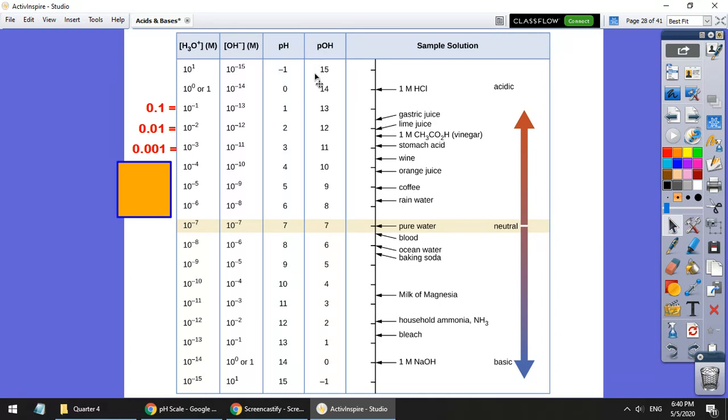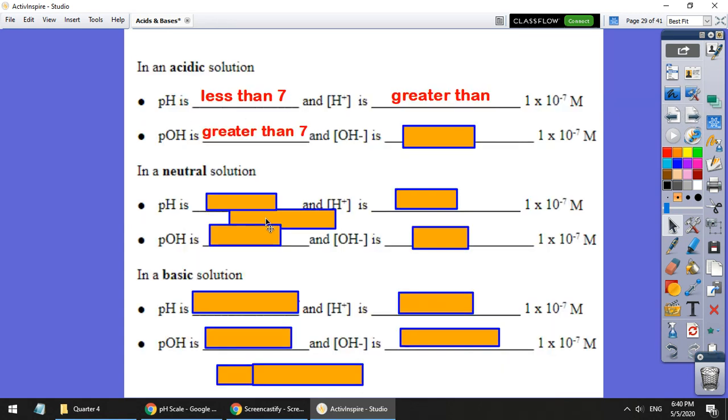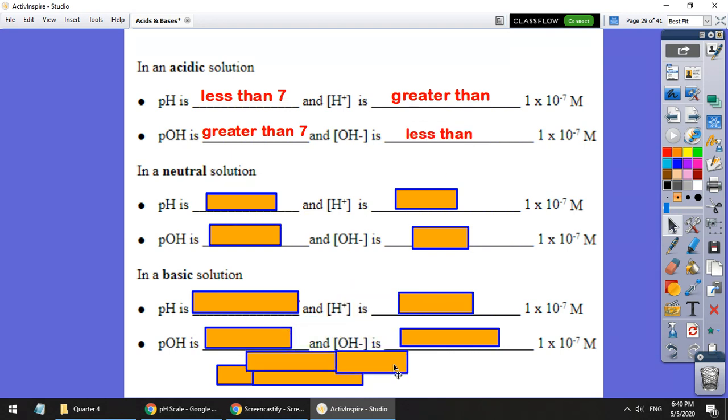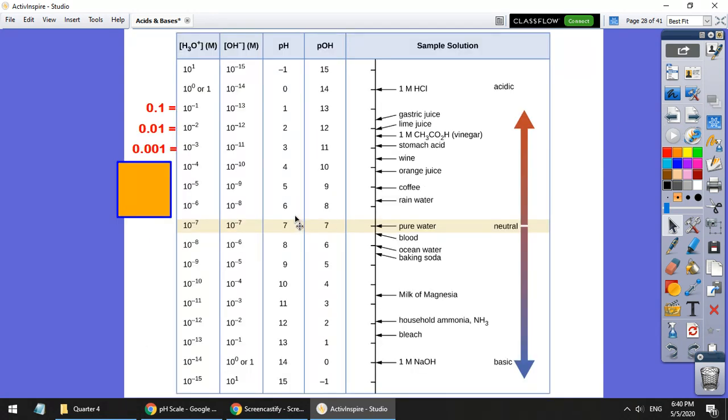Okay, what about pOH? We can see here that acids are going to have a pOH of greater than 7, and their OH concentration is getting smaller than 10 to the minus 7. So just a couple of the things I want you to notice here. Notice that as pH is going up, pOH is going down. So pH and pOH are inversely related. As one increases, the other decreases.